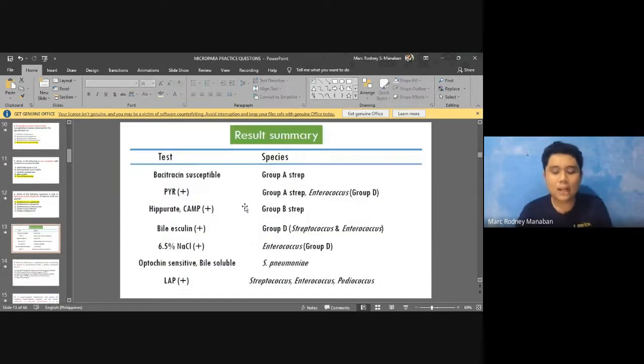Take it from my handout, no? Bacitracin susceptible is for group A strep. PYR positive, group A strep and enterococcus. Hippurate positive is for Streptococcus agalactiae or group B strep. Bile esculin positive, the group D strep and enterococcus. 6.5% NaCl, very, very distinct for enterococcus. Optochin sensitive, bile soluble, your Strep pneumoniae, and of course, LAP positive or leucine aminopeptidase positive, your Streptococcus, Enterococcus, and Pediococcus. Alright, very good. Take note of that here.